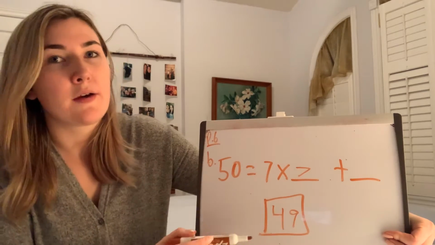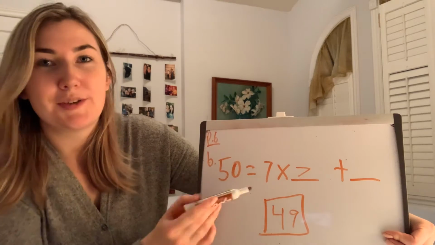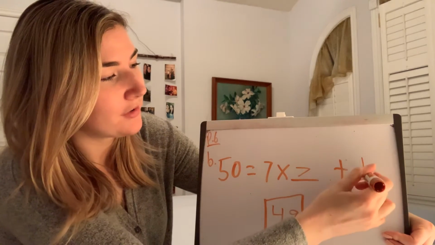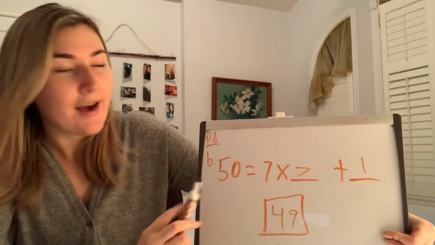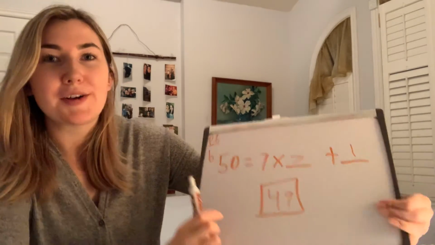Now we have to look at what do we need to get from 49 to 50. We simply just need to add 1. So we'll show that over here. So for B, we have 7 times 7 plus 1 equals 50. So you can pause this video, finish C and D, and then join me back when you're ready for part 7.